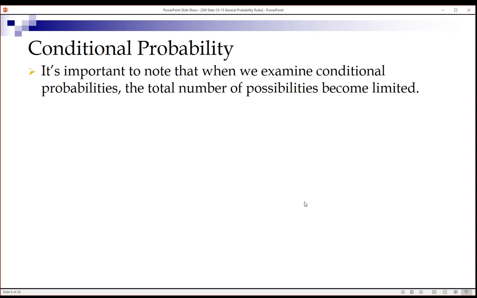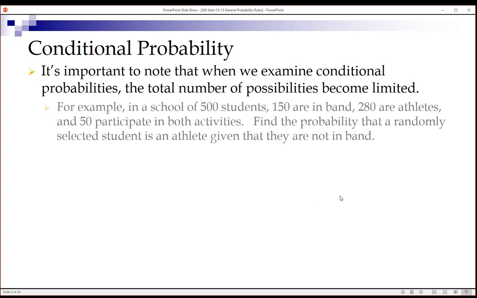Okay, it's important to note that when we examine conditional probabilities, the total number of probabilities becomes limited. In other words, as we're given information, our population or our number of possibilities always diminishes. It always gets smaller. For example, let's look at a school where there's 500 students. 150 of them are in band, 280 of them are athletes, and 50 participate in both. We want to find the probability of randomly selecting a student that's an athlete given that they're not in band.